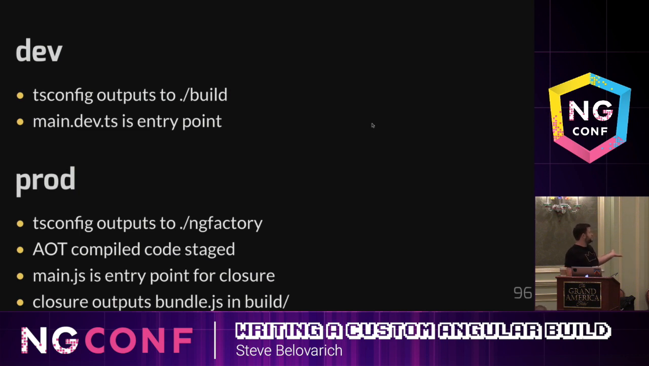But our prod build is going to output all of our ahead of time compiled code into a staging area that we're going to call ng-factory. It's an ng-factory folder. So Closure compiler can get in there and use that as a source for optimizing and bundling, because we don't want to spit out all of our ahead of time compiled code into the build folder, otherwise that could get deployed. We don't want that, we just want to deploy our bundle.